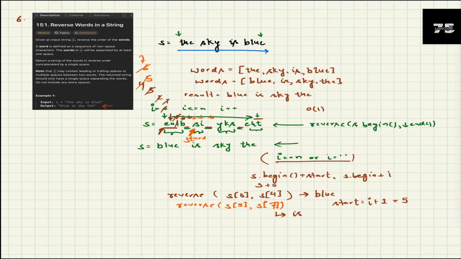Now again you can keep on increasing and reversing it, and at the end we have already gotten 2 of the words, right? So it will be blue is, and if you just keep doing it, it will become sky, which will be the answer that is needed. So yeah, this was the solution where we use O of 1 space complexity. That's it for the explanation.